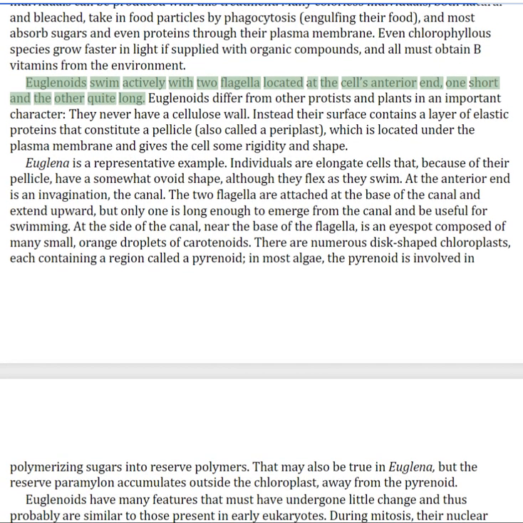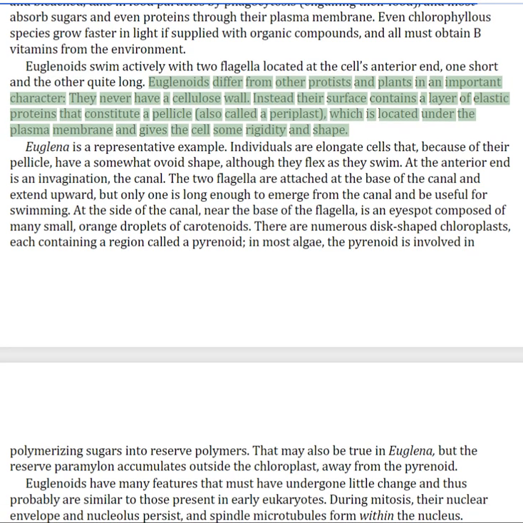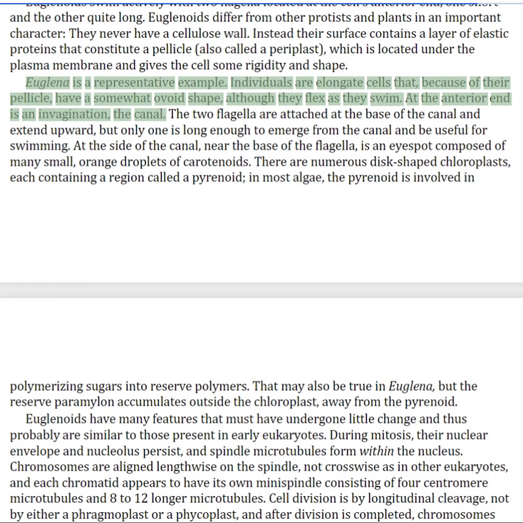Euglenoids swim actively with two flagella located at the cell's anterior end, one short and the other quite long. Euglenoids differ from other protists and plants in an important character: they never have a cellulose wall. Instead, their surface contains a layer of elastic proteins that constitute a pellicle, which is located under the plasma membrane and gives the cell some rigidity and shape. Euglena is a representative example.